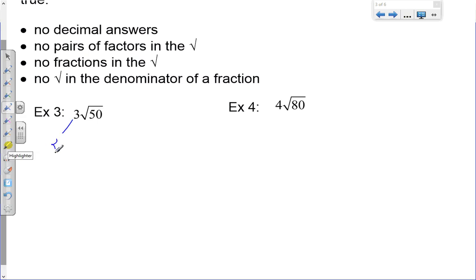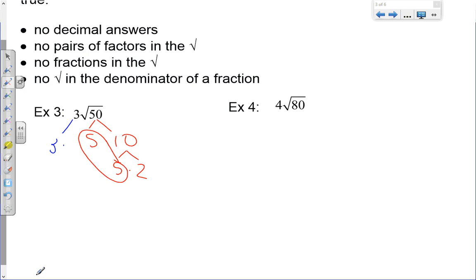But now I'm going to take 50, and I'm going to break that up. What do we want to break 50 up into? 5 and 10. 5 and 10, 25 and 2. Could you have done either one of those? You sure could. But 10, what do I know I have to break 10 into now? 5 and 2. And no matter how far apart that pair of 5s is, guys, it's still a pair of factors underneath the radical. Anytime you have 2 of the same number, they're considered a pair of factors.